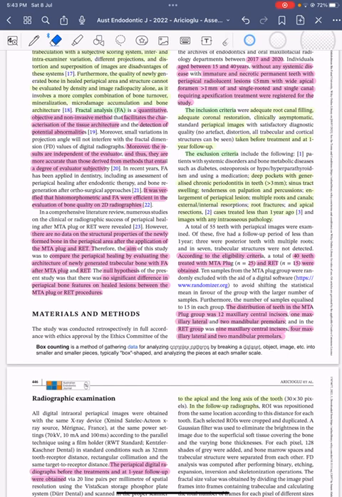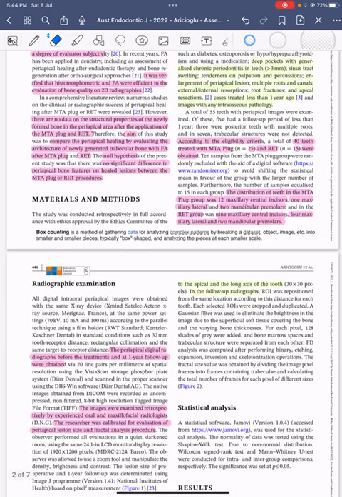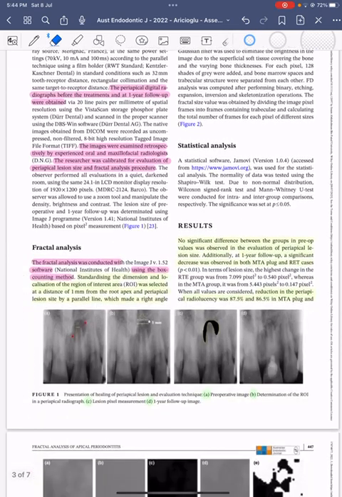obtained, and the distribution of the teeth in the MTA plug group was 12 maxillary central incisors, 1 maxillary lateral, and 2 mandibular premolars, and in the RET group was 9 maxillary central incisors, 4 maxillary lateral, and 2 mandibular premolars. The periapical radiograph before the treatment and 1 year follow-up were obtained. The images were examined by an experienced oral and maxillofacial radiologist.